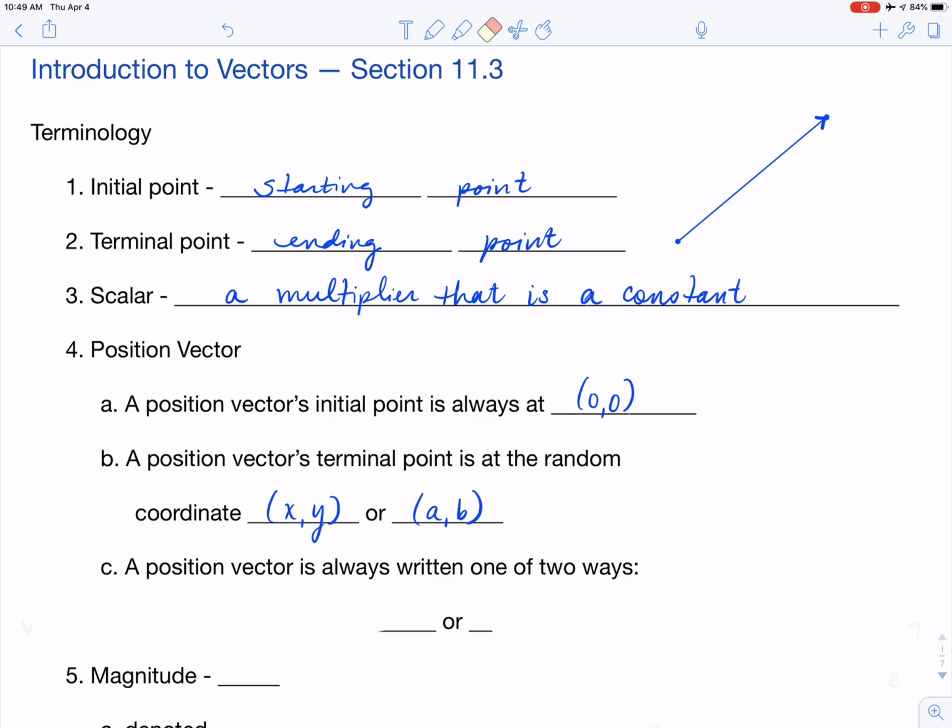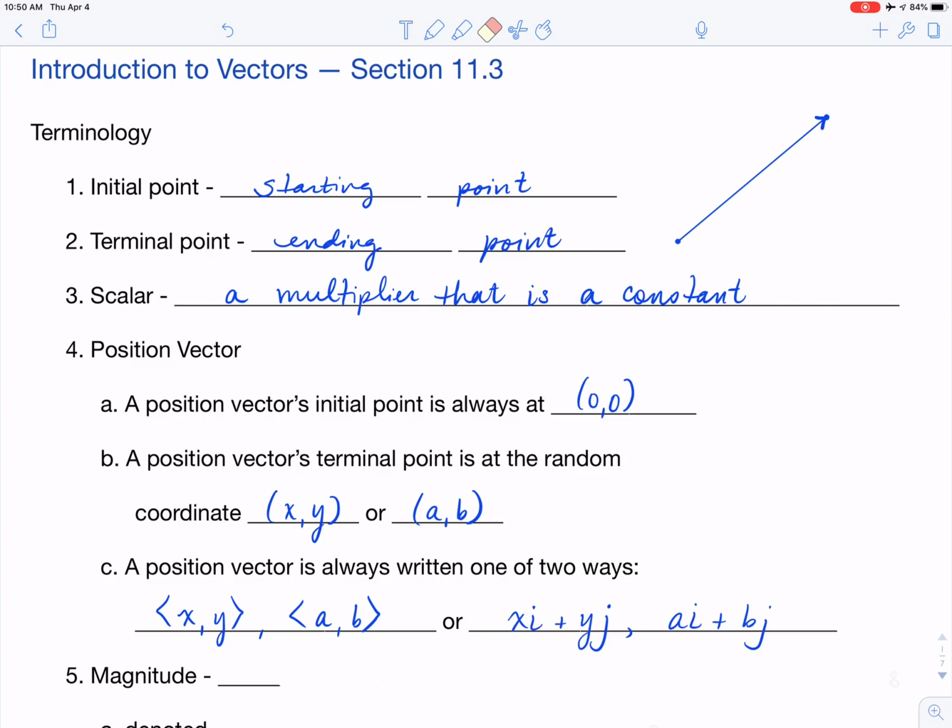I know you know that those are the same things, but in the rest of chapter 11, we're going to talk about both sets of letters, either an x, y or an a, b. Now, if I want to write a position vector, I'm going to use one of two ways. One of them is using pointy brackets, and so I take my coordinate and I put it inside of pointy brackets, and this automatically tells me it's a position vector.